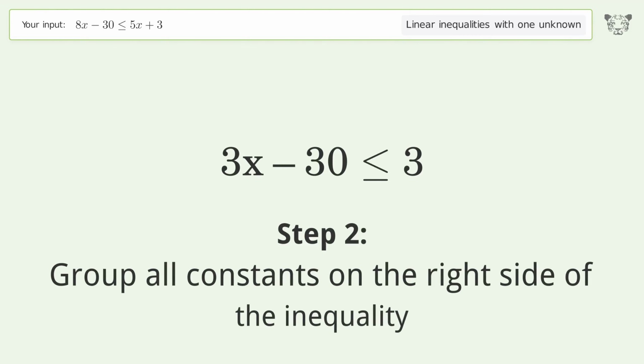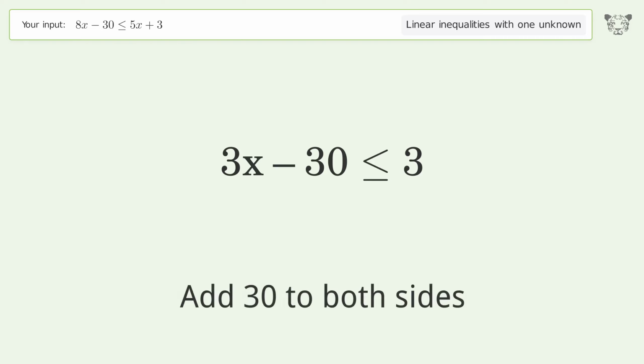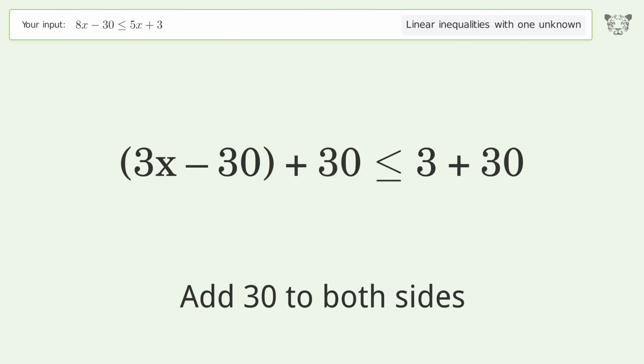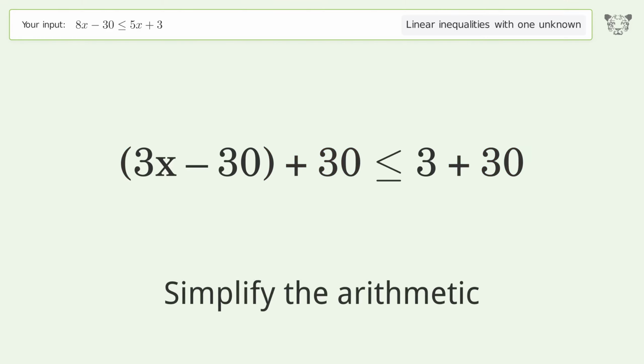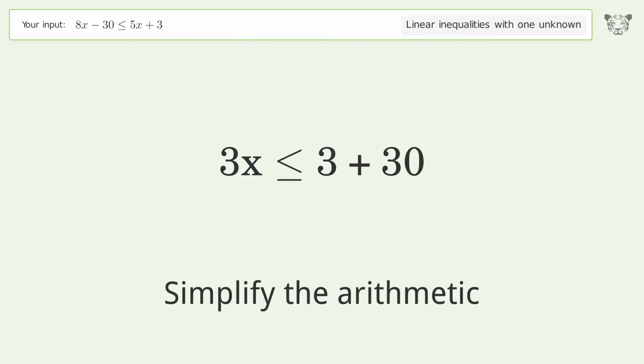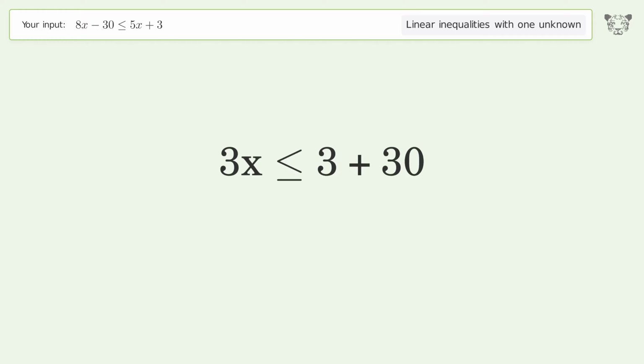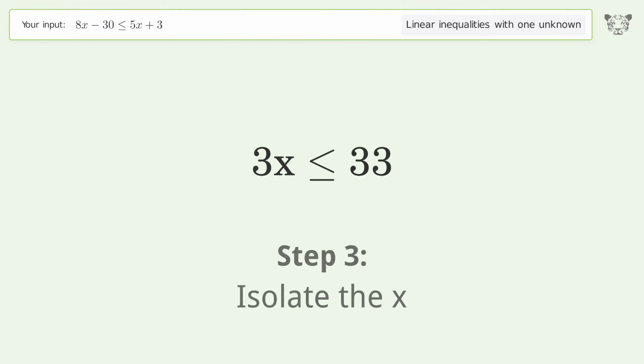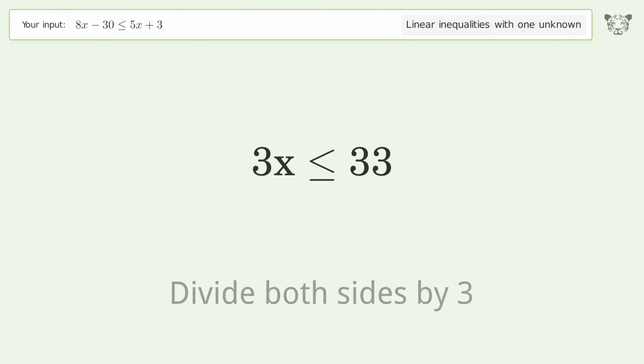Group all constants on the right side of the inequality. Add 30 to both sides. Simplify the arithmetic. Isolate the x. Divide both sides by 3.